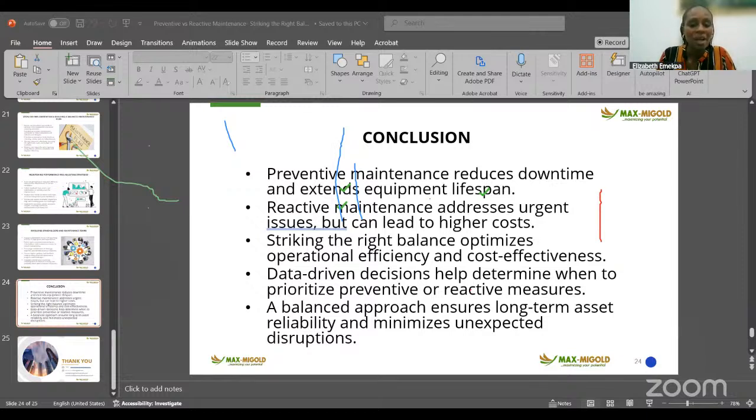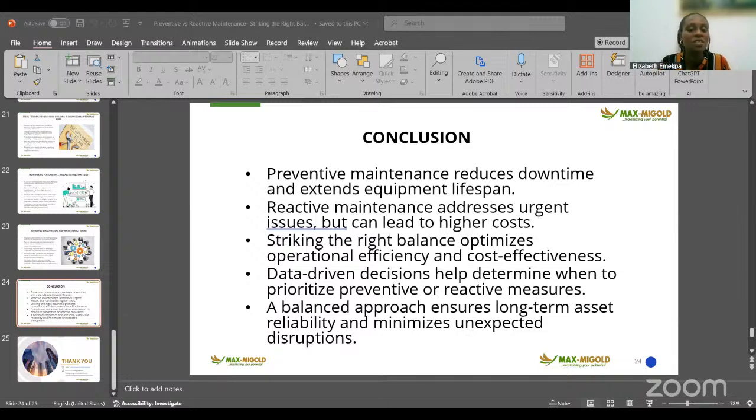All right? Reactive maintenance addresses urgent issues but can lead to higher costs. What does that mean? If you wait until it's spoiled, something you could use 200 naira to repair, you decide to wait for it to get bad, run to failure, and you use 200,000 to fix it. That's reactive. Striking the right balance, optimizing operational effectiveness and cost effectiveness.